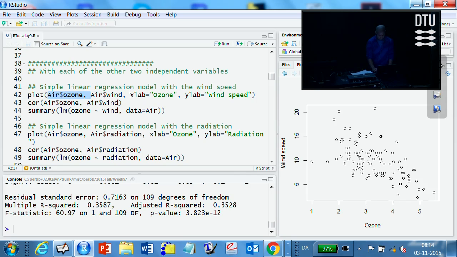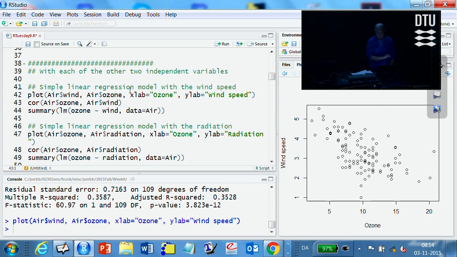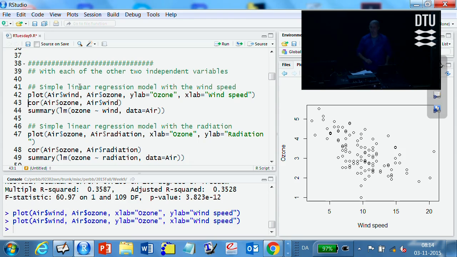Actually, I would like to change this. This was not the way I'd like to do it. Here it is with the right names.